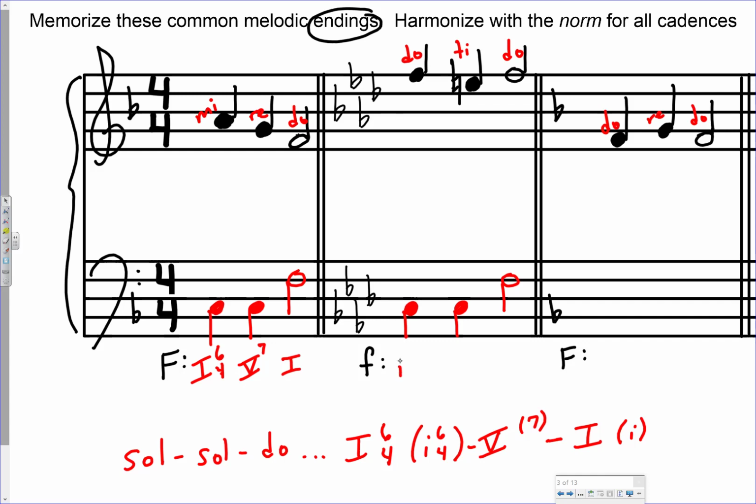Now I would have a 1-6-4 on a strong beat, the cadential 6-4, to the 5, which is major. I'm going to put a 7 in parentheses if you so desire, to the minor 1. The 5 chord is major because we have a raised leading tone.